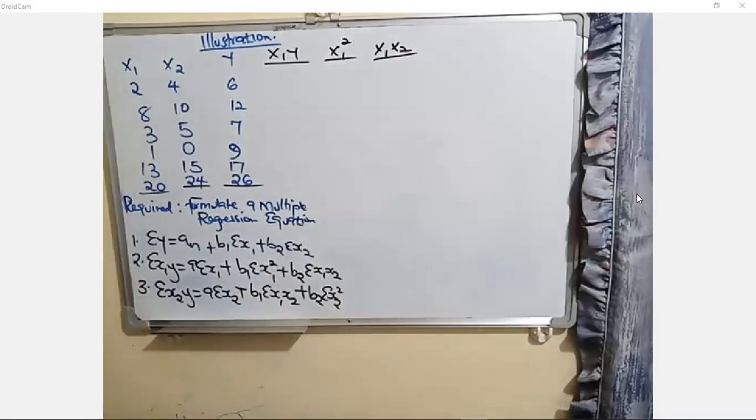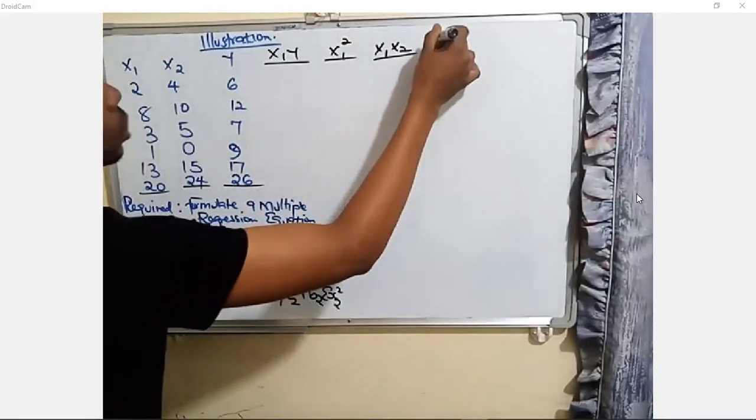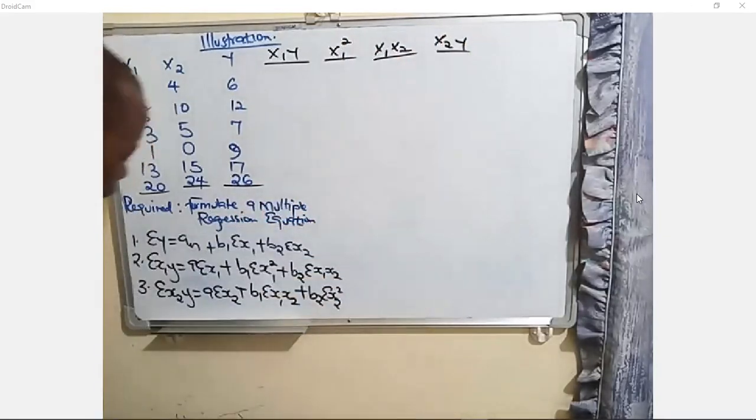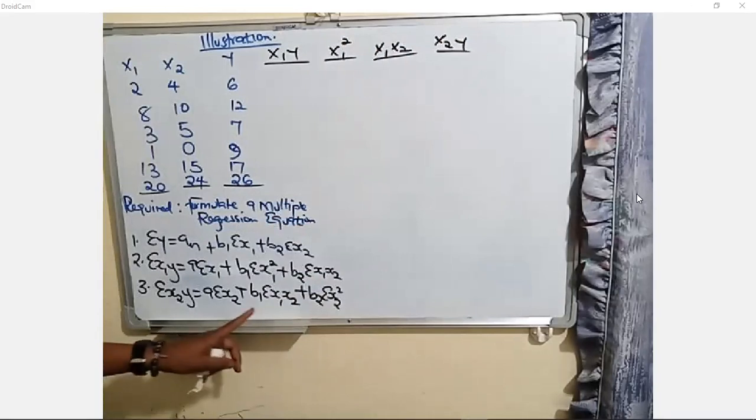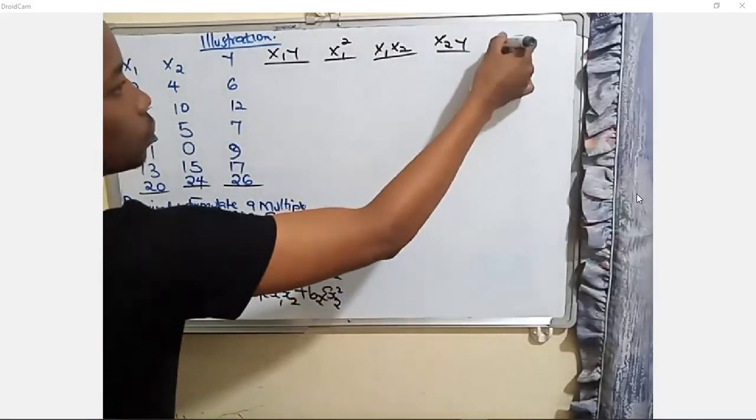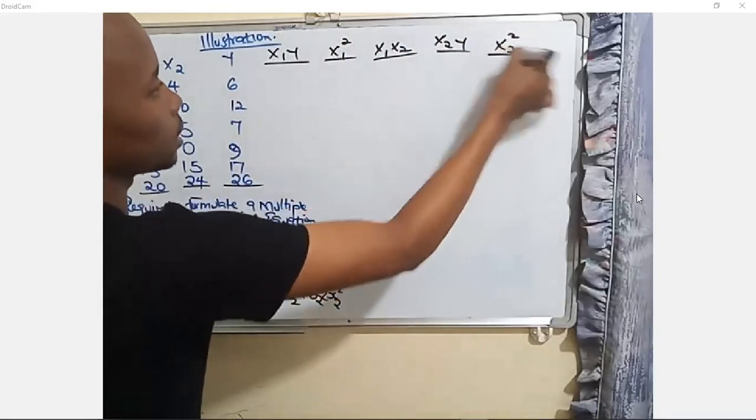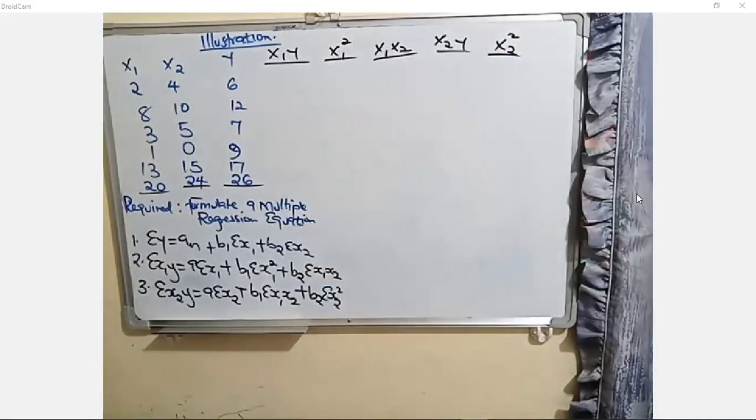Then the third equation requires me to multiply x2y, and the other one requires x1x2, which I have. The last thing we shall do is x2 squared. Someone to give me x1y. Just unmute to give me the answers for x1y.